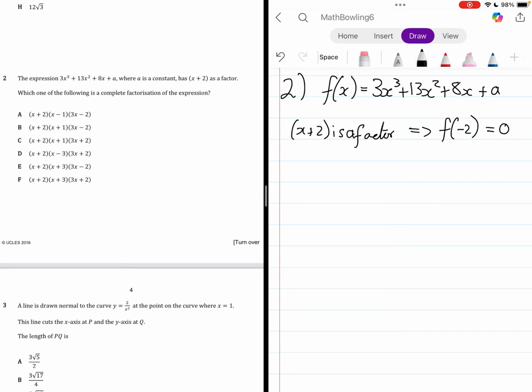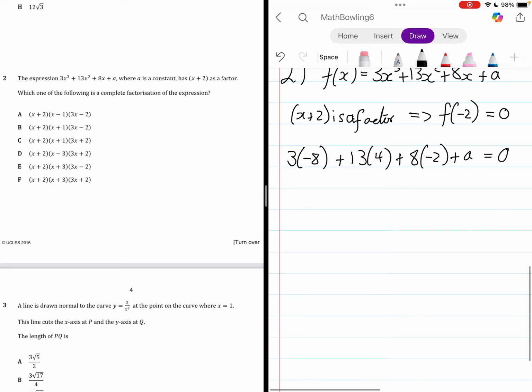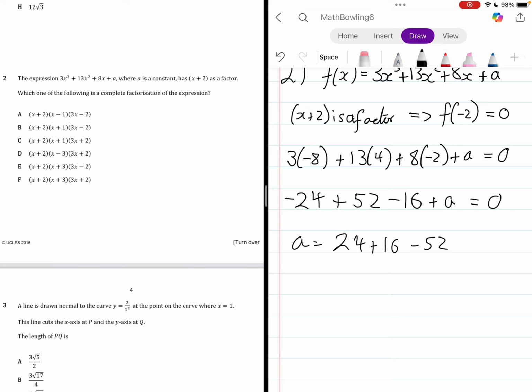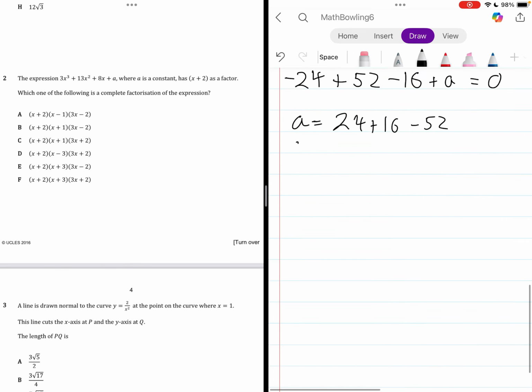So first things first, we can sub in negative 2, and we're going to get 3 times negative 8, add 13 times 4, add 8 times negative 2, add a equals 0. This is non-calculator, so this is just a little bit of number crunching, isn't it? Add 52, subtract 16, add a equals 0. So a equals 24 plus 16 minus 52. A equals negative 12.